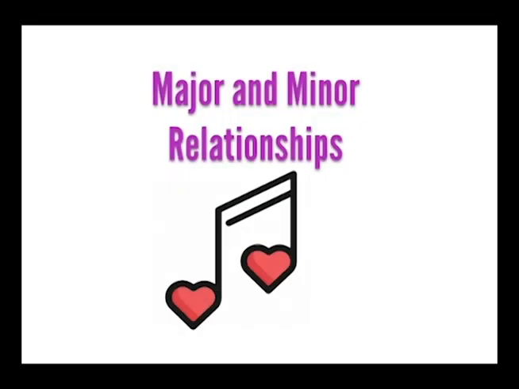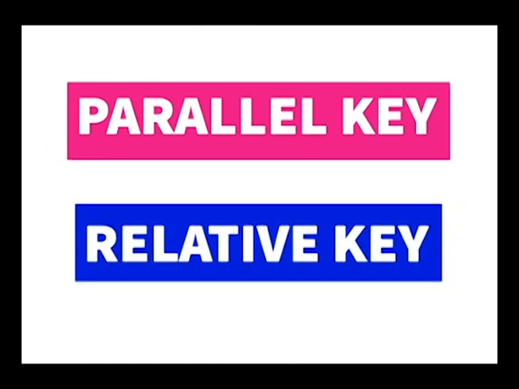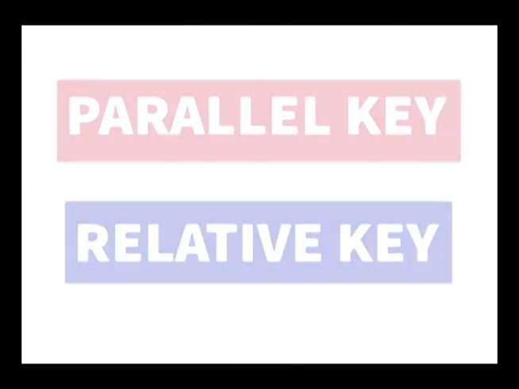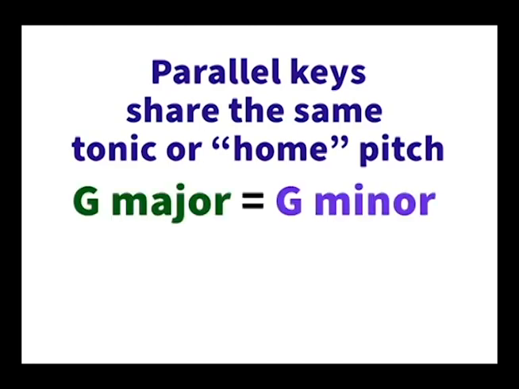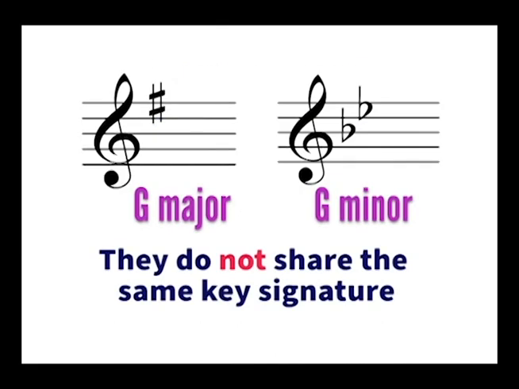Every major key shares a relationship with two other minor keys. In music theory, we refer to a relationship to a parallel key and also to a relative key. A parallel relationship is simply when two keys share the same starting note or home note, but don't share the same key signature. G major and G minor both use G as the starting note, but have different key signatures.